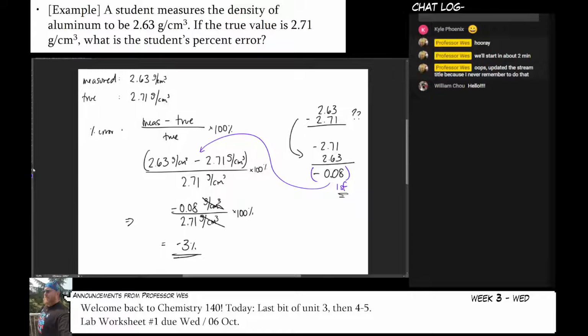So again, this is one sig fig. This is 3 sig figs, and this is exact. So my answer should have one sig fig. There you go. That's how you do percent error.